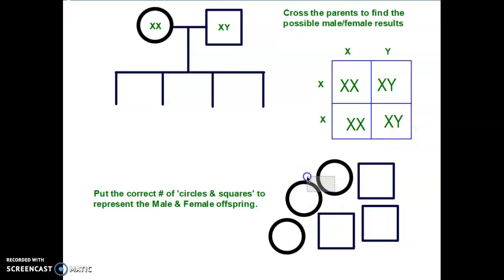So remember, circles are girls. Let's see if one will come with me. I don't know why it's not cooperating.